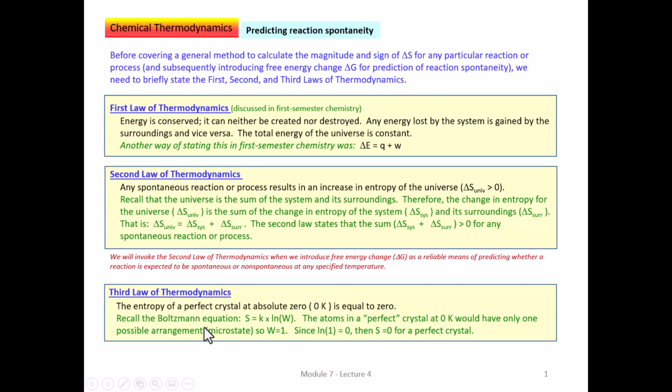Recall the Boltzmann equation. Entropy equals the Boltzmann constant times the natural log of the number of microstates available to the system. Well, the atoms in a perfect crystal at 0 K would have only one possible arrangement, or a microstate. So in that case, the number of microstates equals 1. Since the ln of 1 is 0, then the entropy is 0 for a perfect crystal. And again, this gives us a basis for calculating the magnitude and sign of delta S for any particular reaction or process.